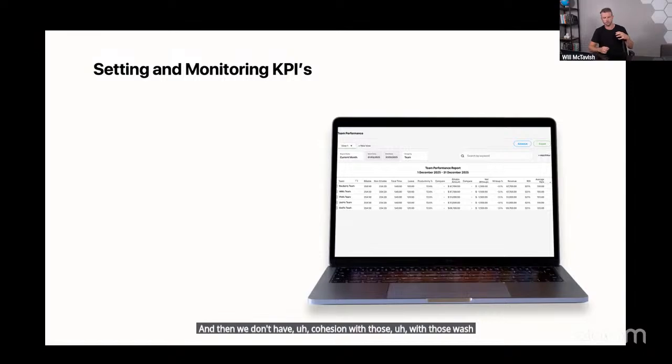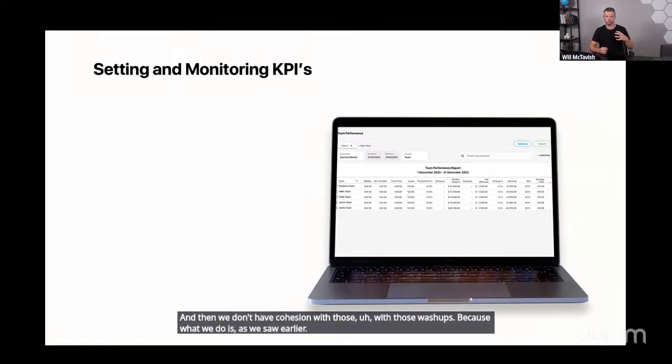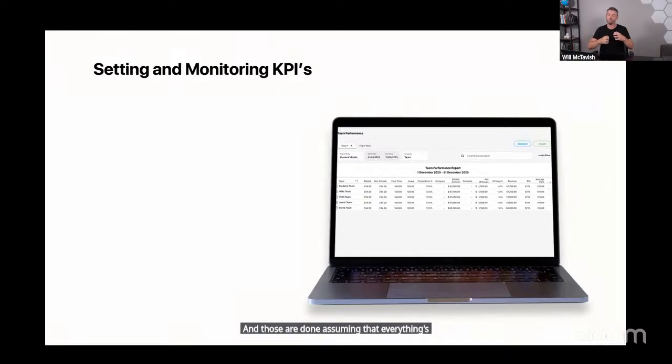Because what we do is, as we saw earlier, WIP is billable time, and negative WIP is our invoices. So we do a WIP wash-up when we finish the job. With a WIP wash-up, we take all the revenue and we apportion it to all of the time, and then we have write-ons and write-offs. And those are done, assuming that everything's in the same job, at a timesheet level.